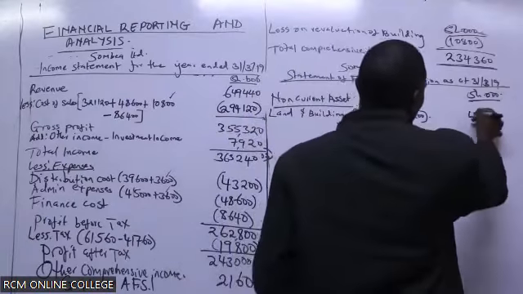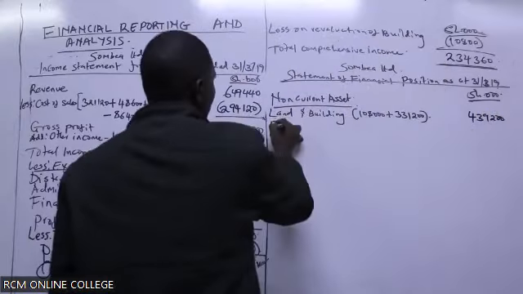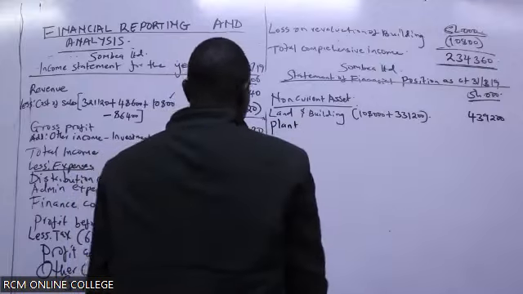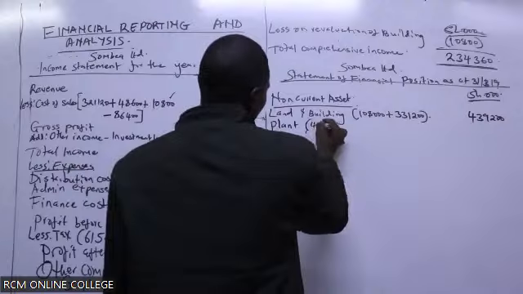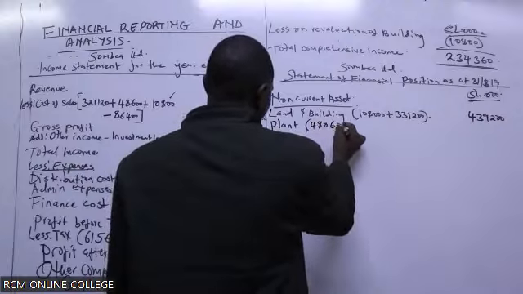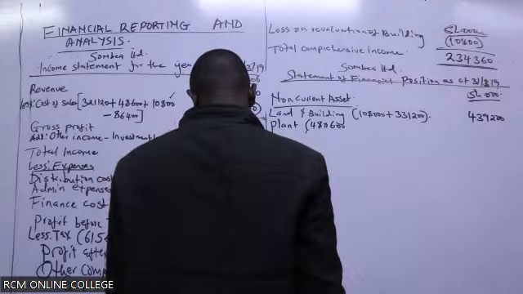$439,200. Then we go to the plant. Remember, plant kuna mambo imefanyika hapa. We look at the cost. The cost was 480,600. No, 480. Hapana, ni vice versa.